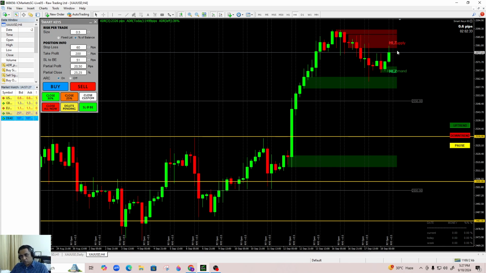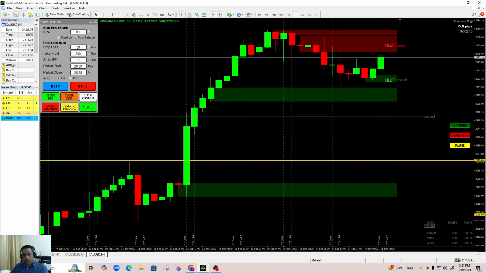But these two zones near current price, maybe I'll look to possibly, if you do get an opportunity in New York session, in the first 2, 2.5 hours of New York session, I'll look to take a sell from there, or a buy from here.